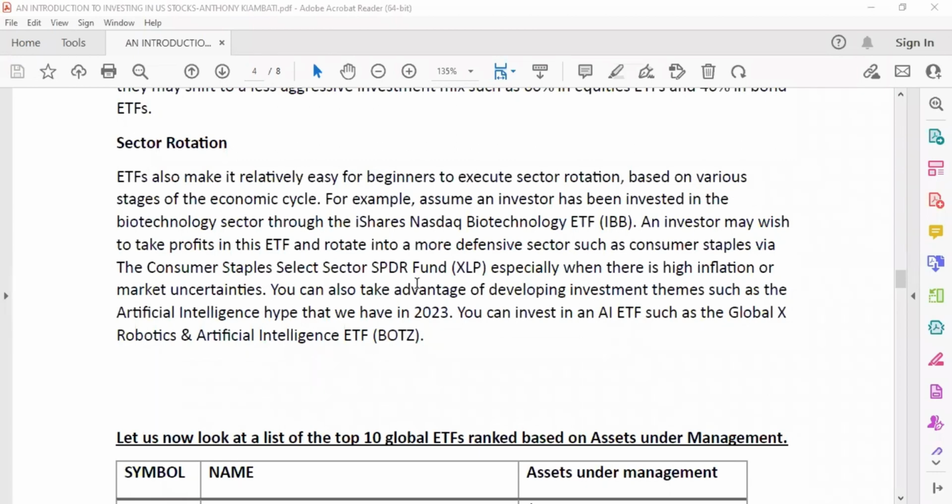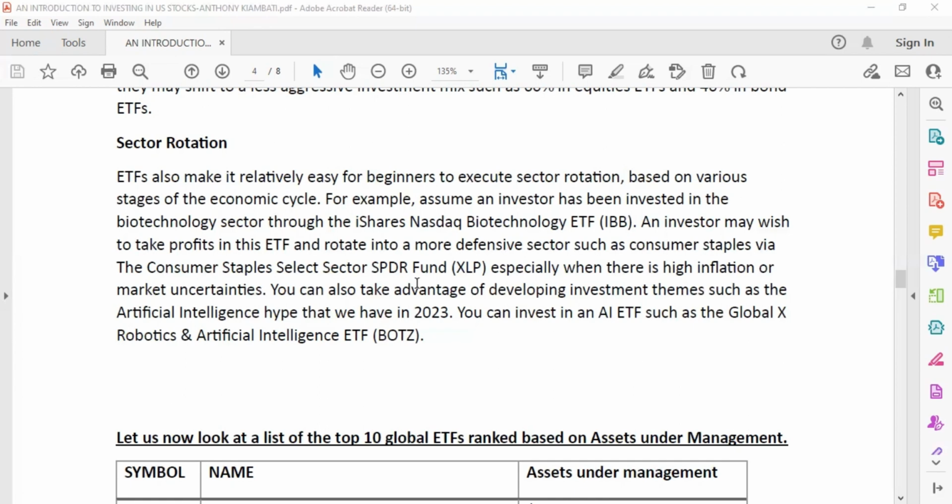Another thing I want you to note is that you can take advantage of developing investment themes. I know by now everyone is talking about ChatGPT, everyone is talking about artificial intelligence. So you might be like, okay, yes, everyone is talking about ChatGPT. Microsoft has invested $10 billion in ChatGPT. Google has launched BARD. Everyone's talking about AI, I mean artificial intelligence, but I don't know about any artificial intelligence stocks.